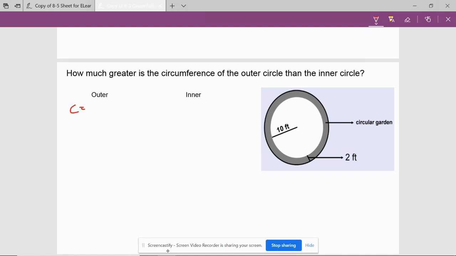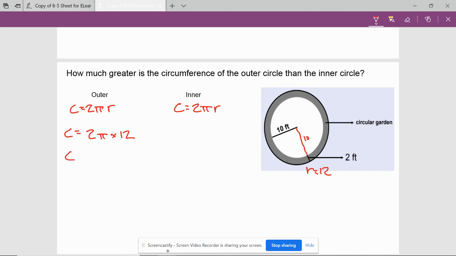So for both of these we're going to use our circumference is equal to 2 times pi times r. Okay, so our inner circle has a radius of 10 feet. Our outer circle has a radius of 10 feet plus another 2 feet, so that is equal to 12, right? So our outer circle has the circumference that we're looking for, 2 times pi times our radius of 12. Okay, does that make sense?